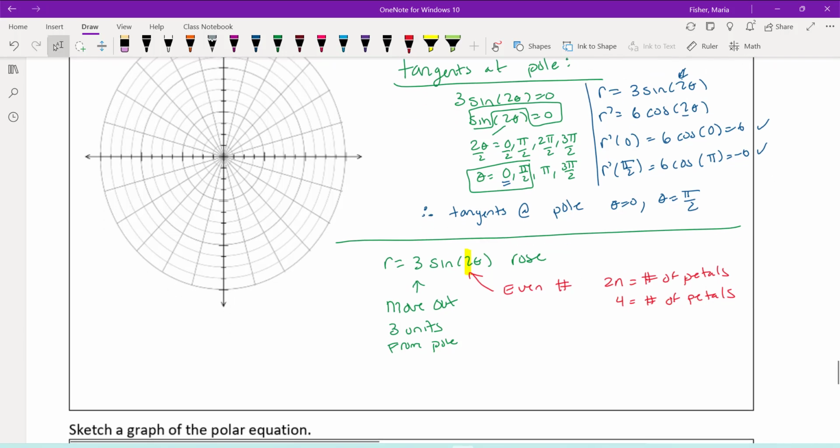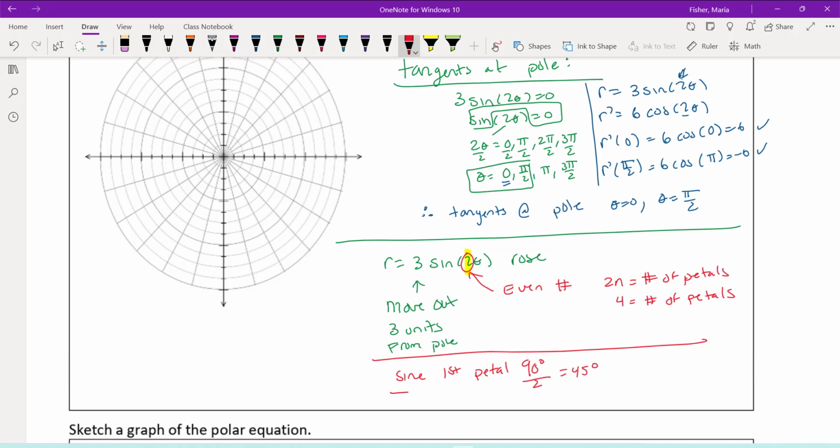For sine, we said that our first petal is always going to be at 90 degrees divided by n. N is 2, so my first petal is at 45 degrees. My next petal is 360 degrees divided by the number of petals. Well, how many petals do I have? 4. So my next petal is 90 degrees away.